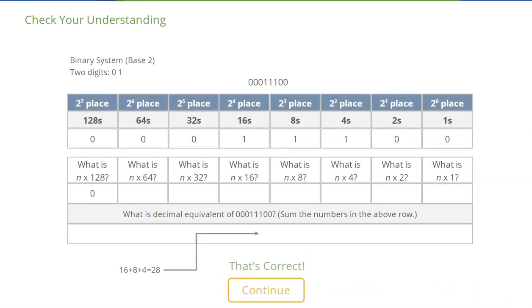That's correct. The decimal equivalent of this binary number is 28. Click Continue for another conversion exercise.